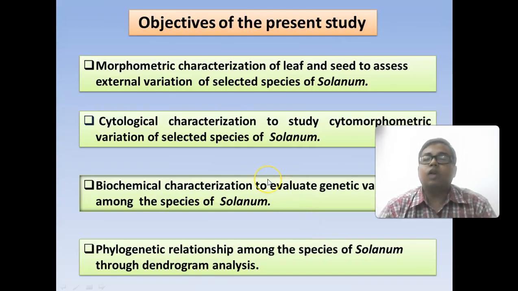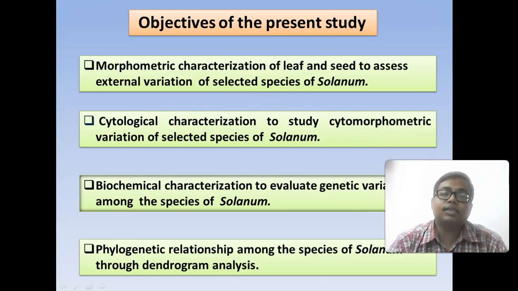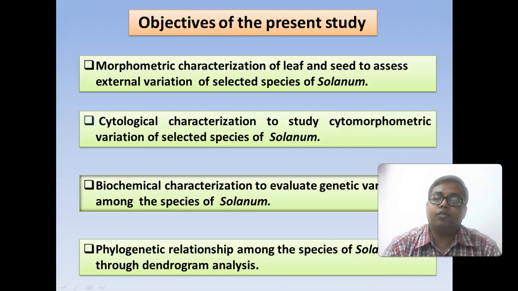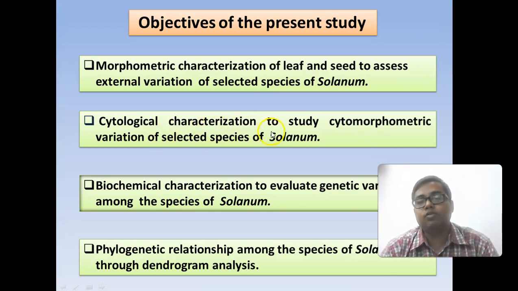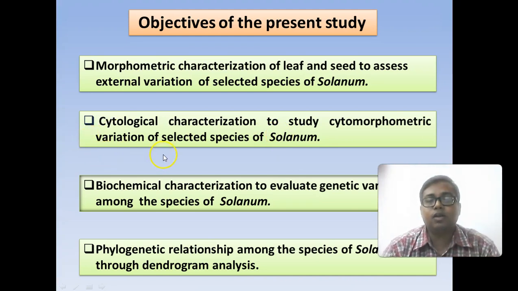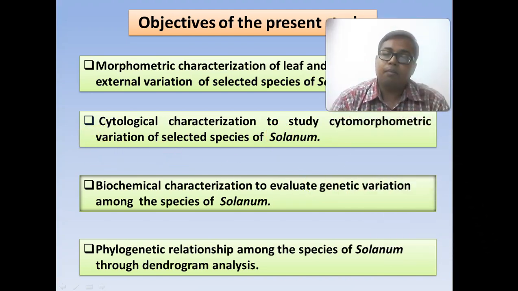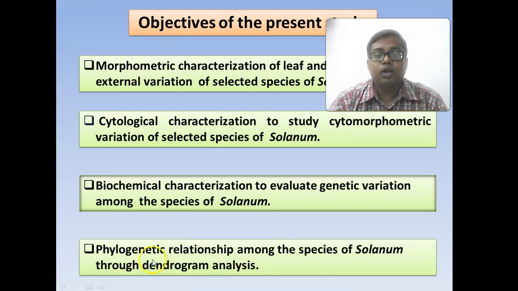Okay, so the objectives of the present study are the morphometric characterization of leaf and seed to assess the external variation of selected species of Solanum. My second objective was cytological characterization to study cytomorphometric variation of selected species of Solanum. My third objective is biochemical characterization to evaluate genetic variation among the species of Solanum, and finally to construct a phylogenetic relationship among the species of Solanum through dendrogram analysis.